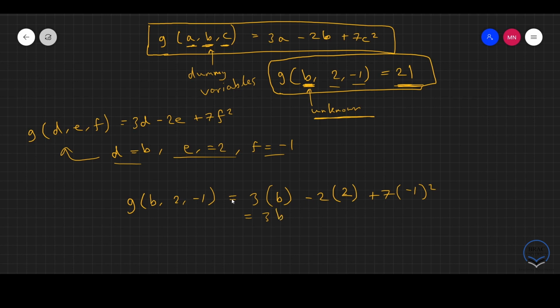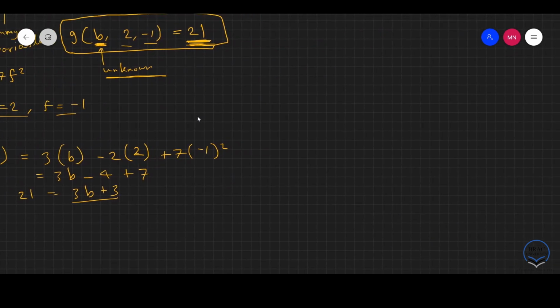So now we have 3b minus 4 plus 7, and this is equal to 3b plus 3. Right, and we have our output that is given to us, and that is equal to 21. So we equate this expression with 21. Now we can solve this. We have 3b plus 3 is equal to 21. Subtract 3 from the left side and the right side, and we have 3b is equal to 18. Divide both sides by 3.